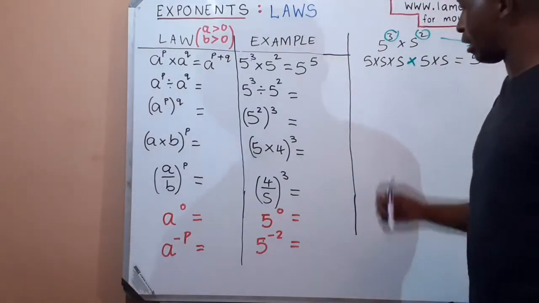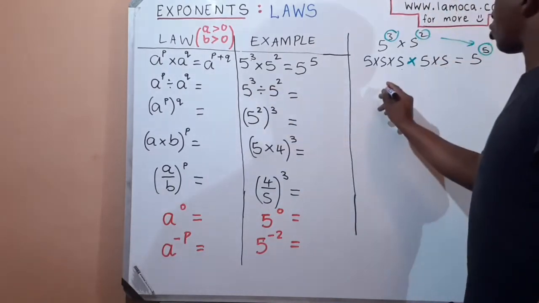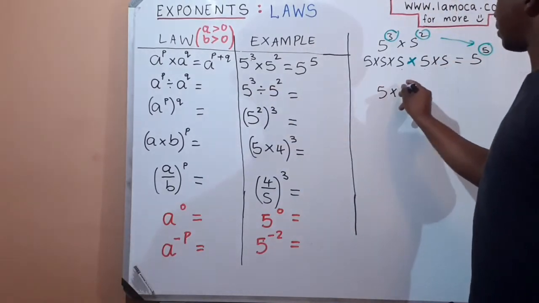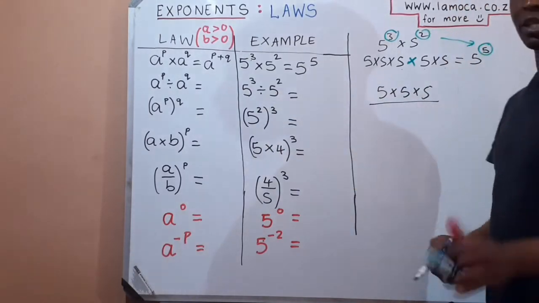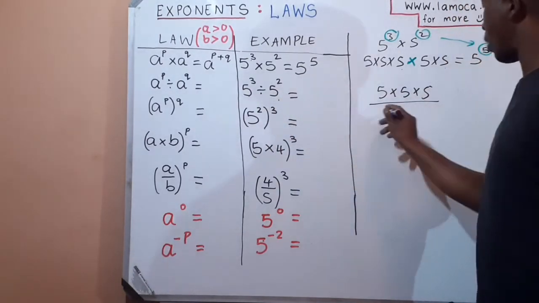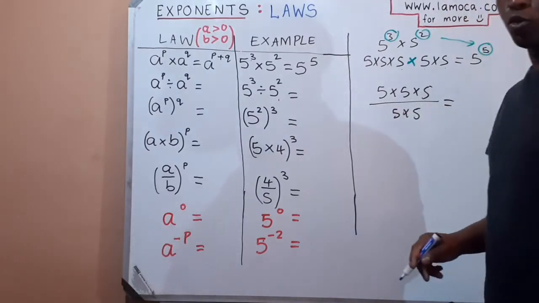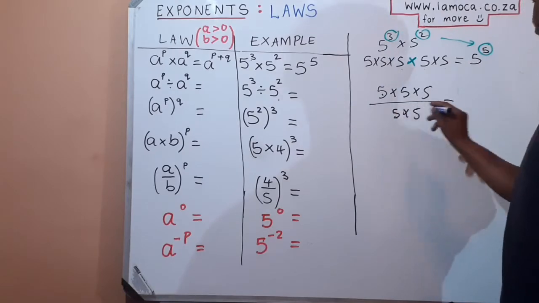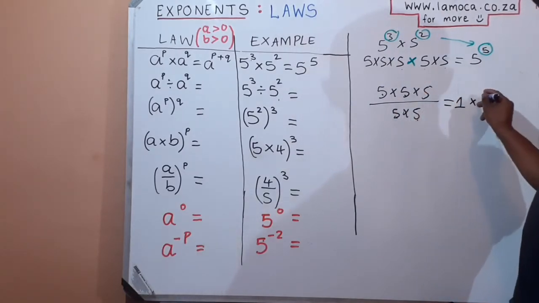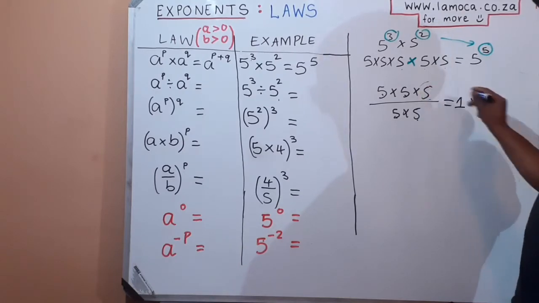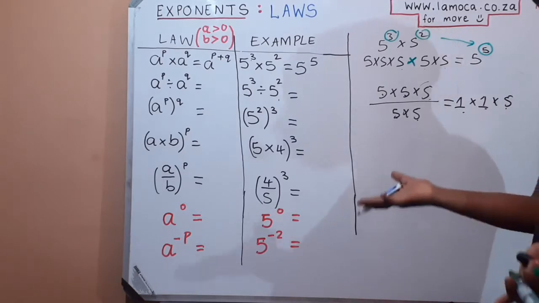Now let's go to the second law, the one of dividing. 5 cubed divided by 5 squared. So 5 cubed means 5 times 5 times 5, divided by, here's my division line, 5 squared, which just means 5 multiplied by 5. Now when you look at this, if you try to simplify, 5 divided by 5 is a 1. 5 divided by another 5 is also going to be a 1. And I'm just left with this single 5 that is lying there. 1 times 1 times 5 is just equal to 5.